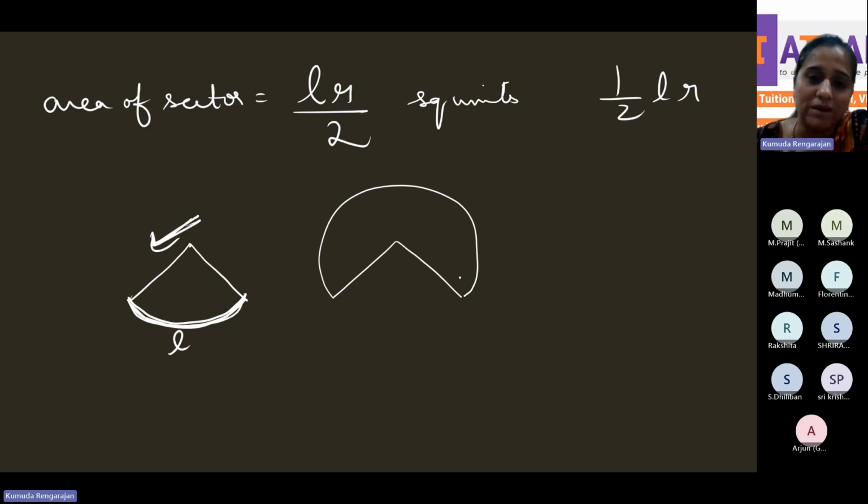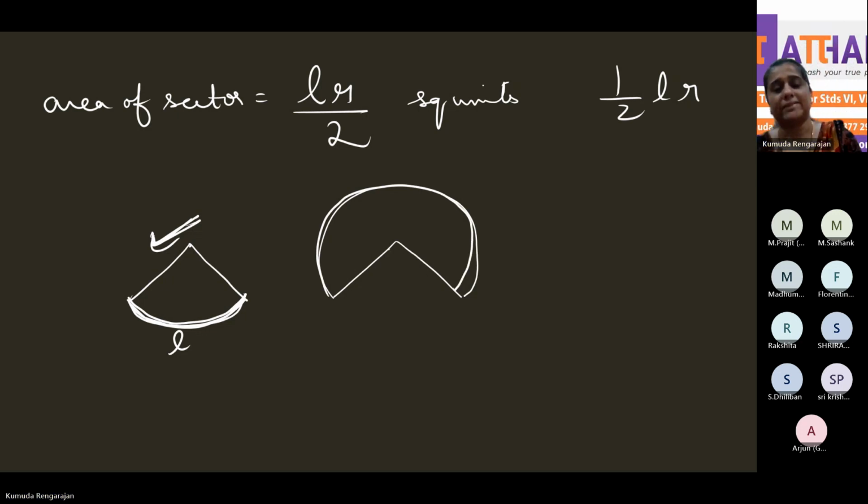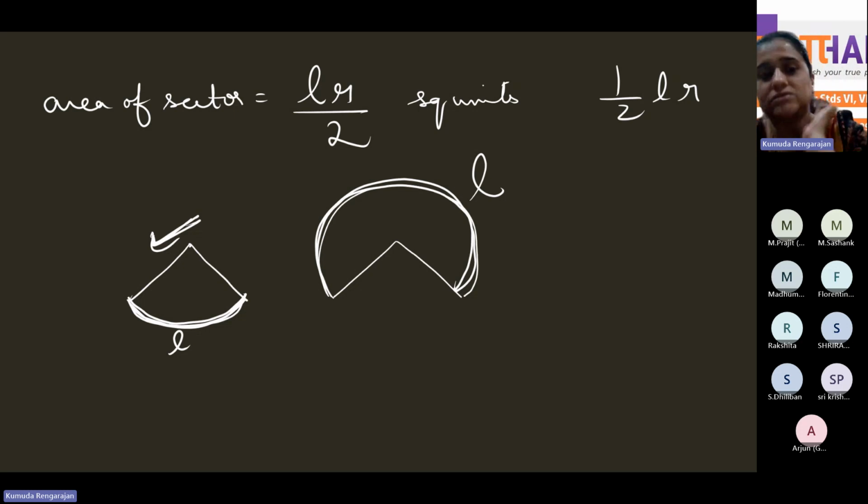If you're finding the area of the major sector, this one, this is the major sector, then it is the length of the major arc, this L, into R by 2. Got it, children? Again, 1 mark this is.